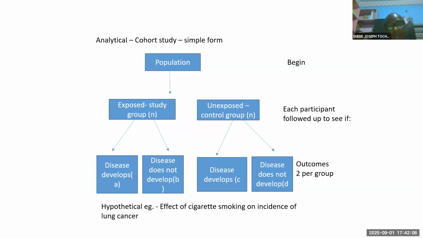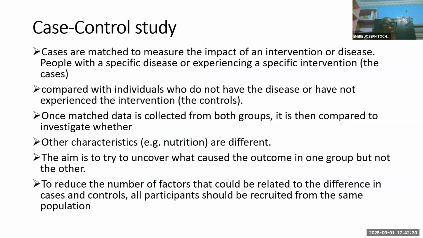Likewise, some will be unexposed. For example, the effect of cigarette smoking on the incidence of lung cancer. So you see two groups of people, smokers and non-smokers. You now follow them up for a very long time. And I'm sure this study may even take up to 10, 20 years. And most of the time, people do not engage in this research.